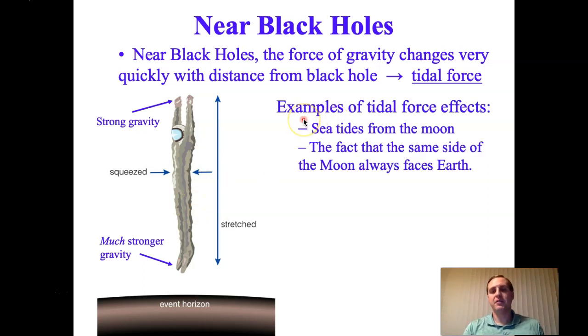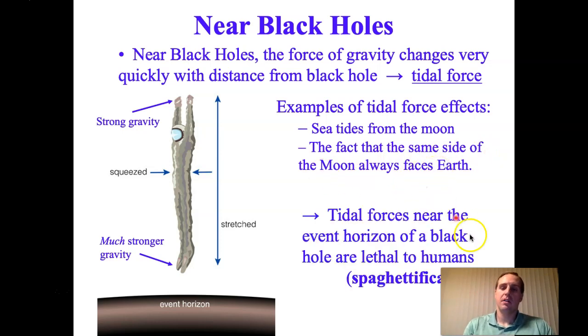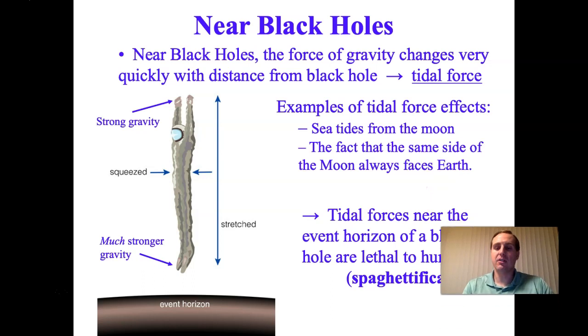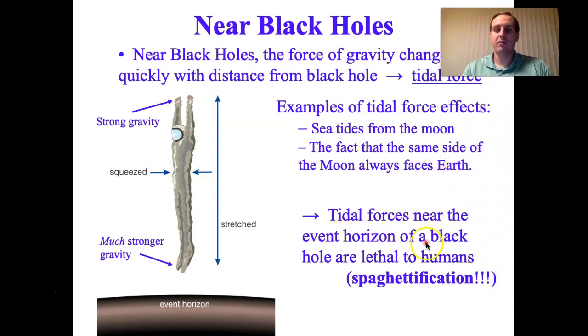So examples of tidal force effects include the sea tides from the moon and the fact that the same side of the moon always faces the Earth. Tidal forces near the event horizon of a black hole are lethal to humans, and this is what we call spaghettification. In other words, we're stretching the thing out. So obviously not pleasant to experience this as a human.